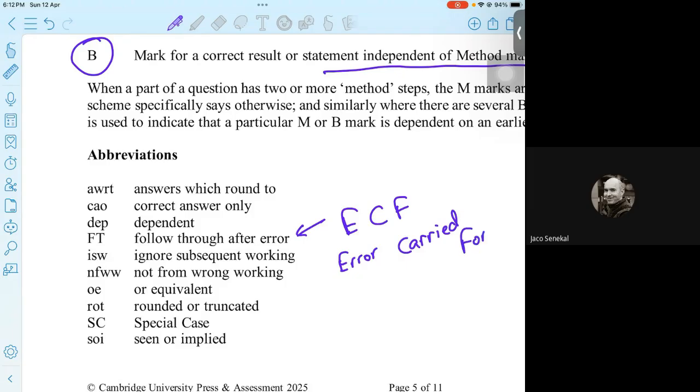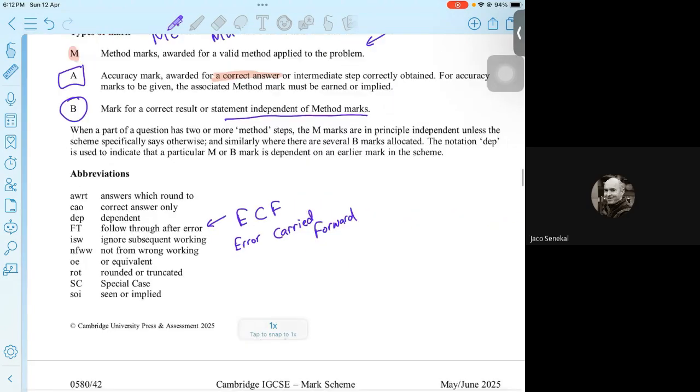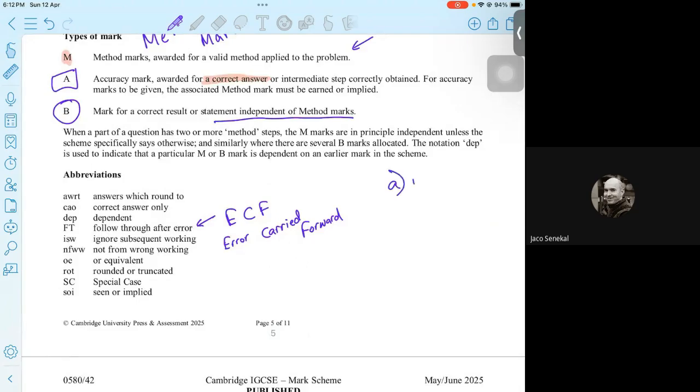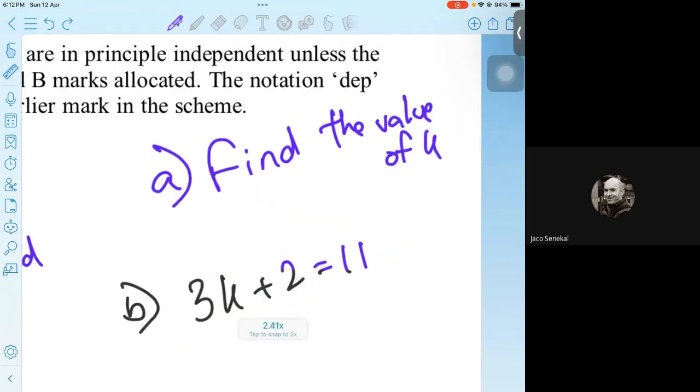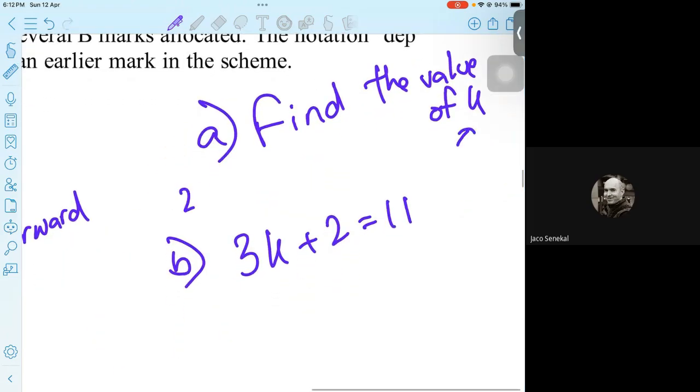As the name might suggest, let's say part A had asked you to find the value of k, and part B requires you to solve an equation like 3k plus 2 equals 10, for example. Let's say the actual answer for k is supposed to be 2, but in your workout you got k equals 3. For part A, you lose the mark because your answer of k was wrong.